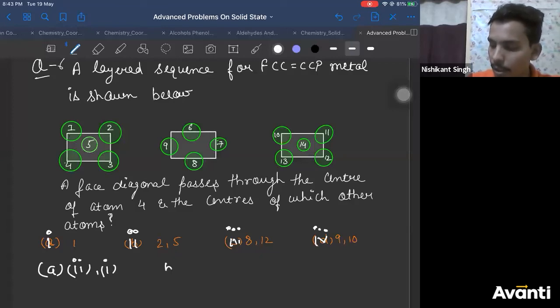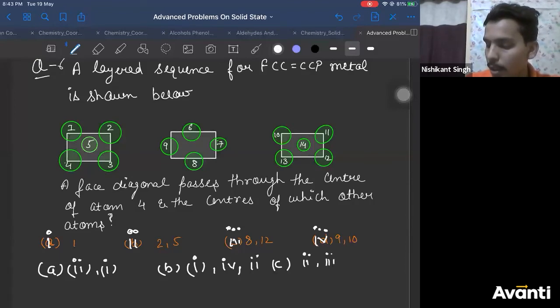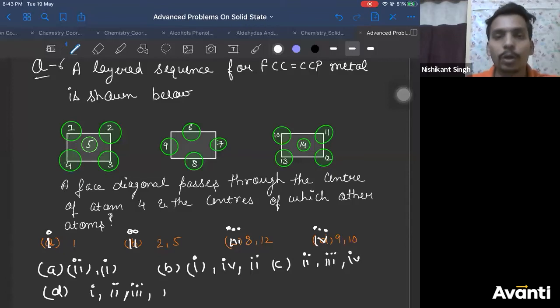Option B is 1, 4, 2. Option C is 2, 3, 4. This is multiple correct type, so we can't answer multiple correct type on poll. And D is 1, 2, 3, 4. So now you can choose your answer according to these 4 options, A, B, C, D.